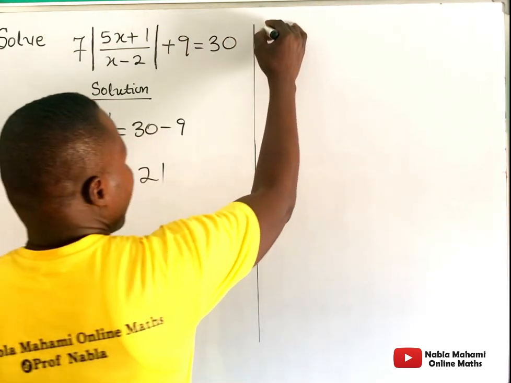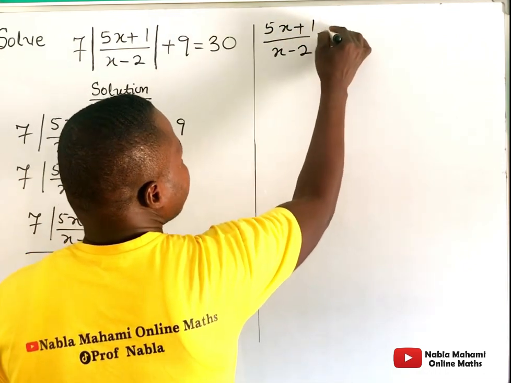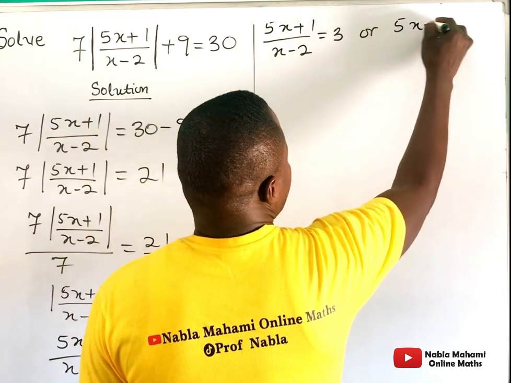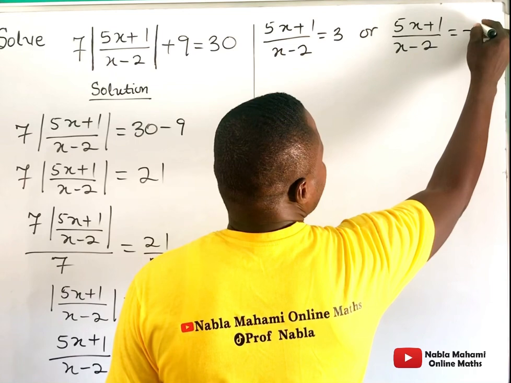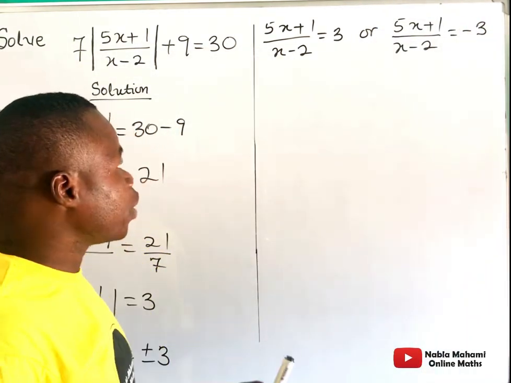After this, I will now split this into two equations. That is, I'll have (5x plus 1) all over (x minus 2) is equal to positive 3, or (5x plus 1) all over (x minus 2) is equal to negative 3. Then we'll pick each of these equations and solve them separately.